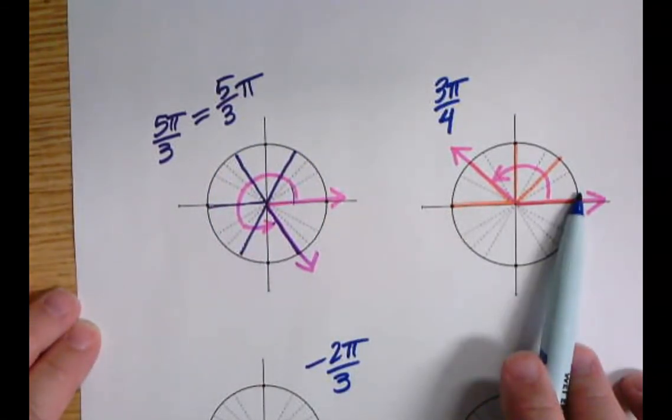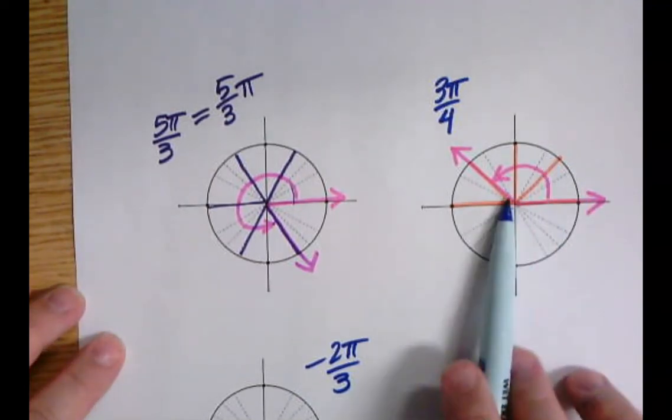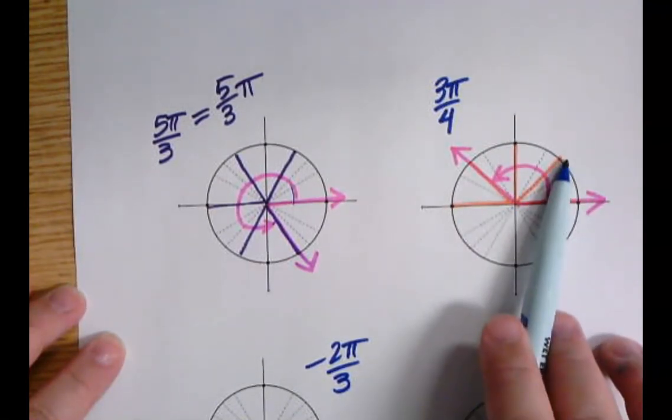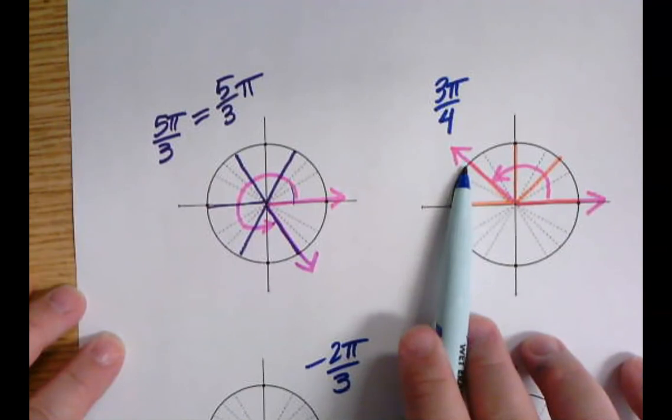Here I've got 3/4 of pi. 3 pi over 4 means 3/4 of pi. So I divided it up into fourths. Those are the lines right in the middle of each quadrant. I said 1/4, 2/4, here's 3/4.